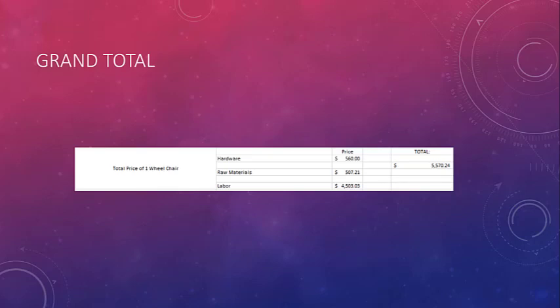This brings us to our grand total for the chair, coming in at a whopping ballpark of $5,570.24. This price comes out to be about the same price as a higher-end electric chair. It is obvious some changes would need to be made in the future if my chair were to become a feasible design.